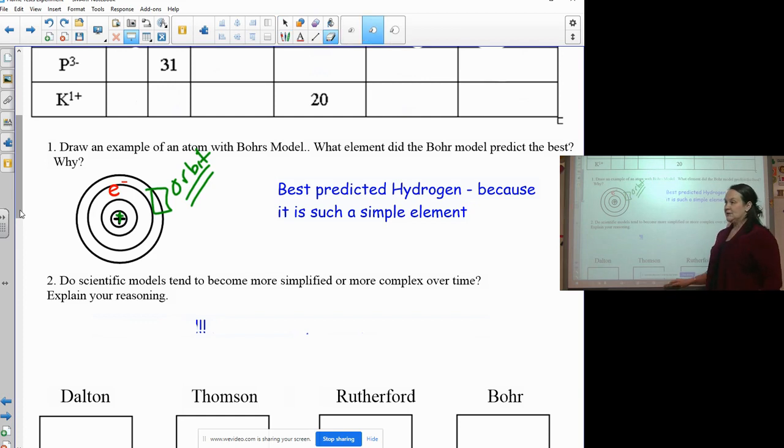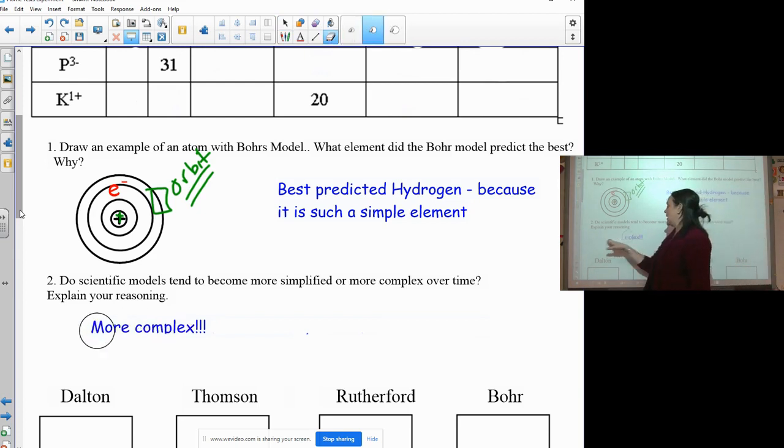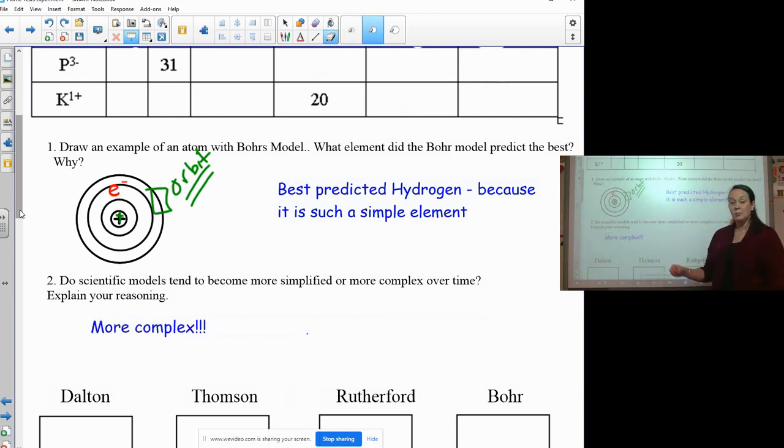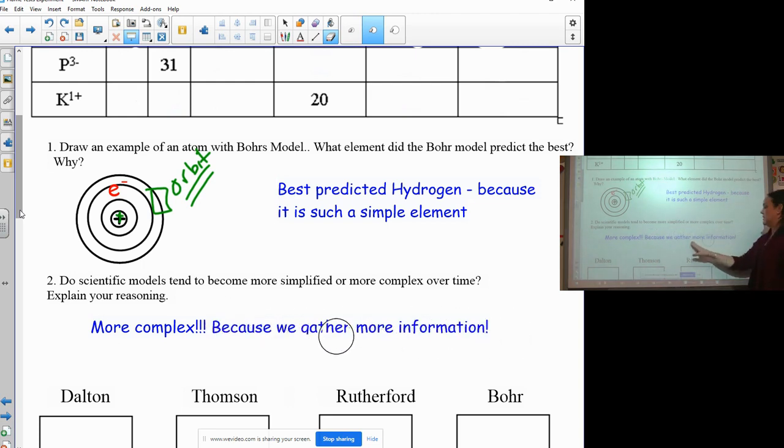And we talked about this in the notes last week, the very first notes at the beginning of Thanksgiving week. And we said over time, models become more complex because we gain more information. First, we thought it was a marble. Then we found the electron. Then we found the nucleus. Then they found orbit. So it gets more and more complex.